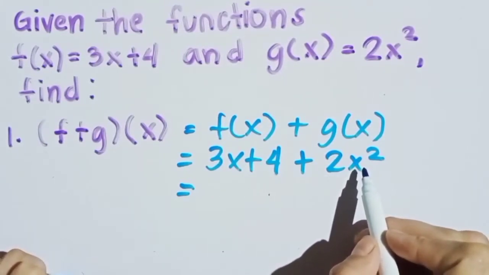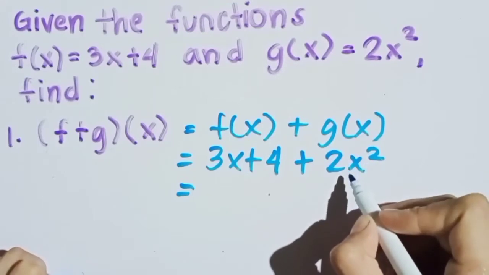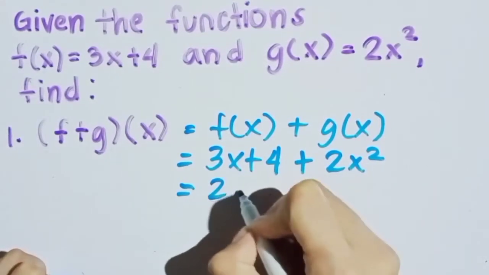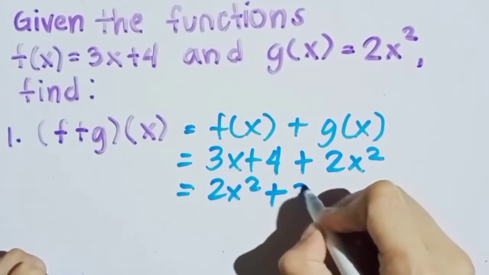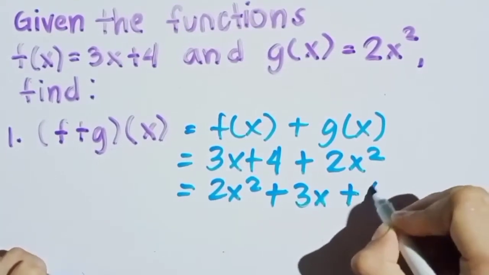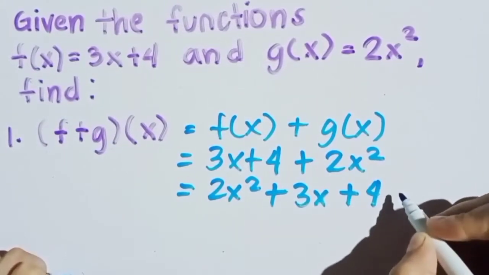Therefore, i-reorder lang natin. So, uunahin natin yung may mataas na exponent. So, ito, 2x raised to 2 plus, ito, 3x plus 4. So, ito na yung sagot natin for number 1.